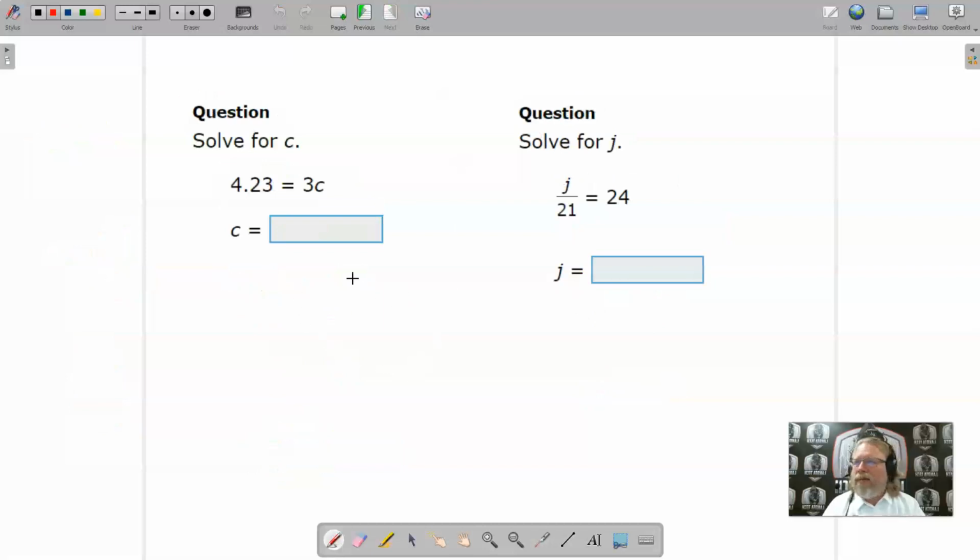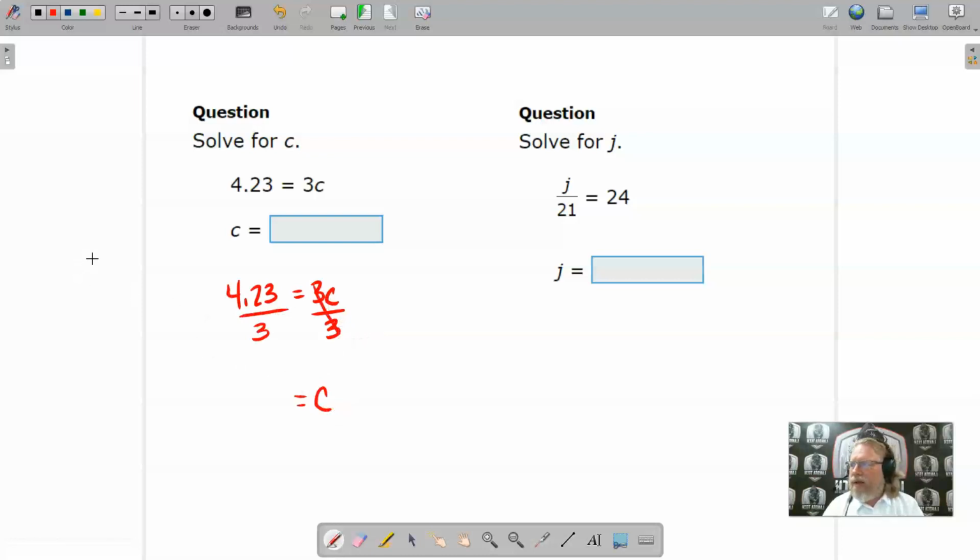The last two problems are, here we go, 4.23 equals 3c. The 3 is tied to the c through multiplication. The opposite operation is division. And we're going to divide by the very number we wish to get rid of, which is 3. And what we do to one side, we have to do to the other. The 3s are going to cancel each other, leaving us with just c on the right.